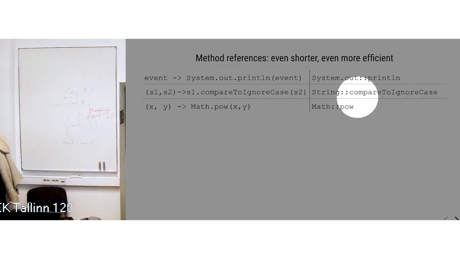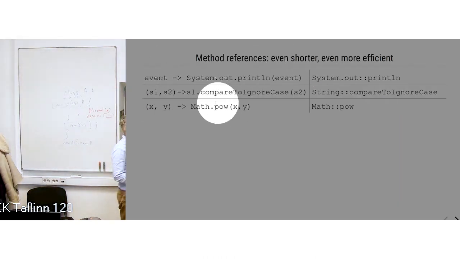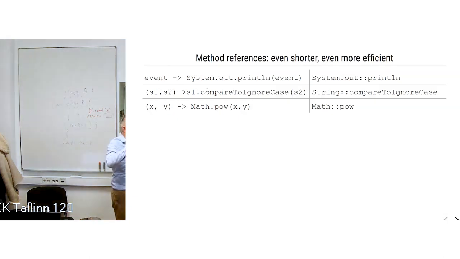If you are writing it like this, it's converted to a lambda, and this compareToIgnoreCase is not a static method. We are going to cover static methods later. It's not a static method, so it needs to be called on some object. So the first parameter is the object, and the second parameter, and third and fourth, are going to be parameters of this method. It's going to be converted to exactly the same lambda. I will reiterate this on the next slide.